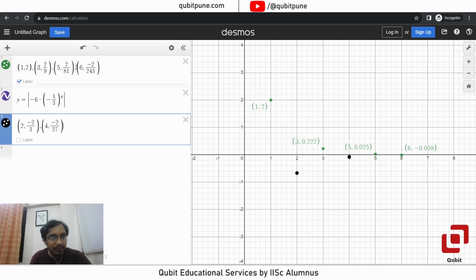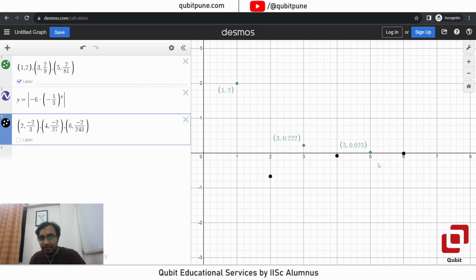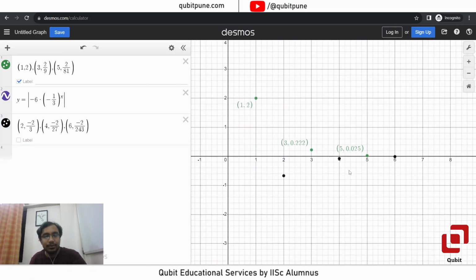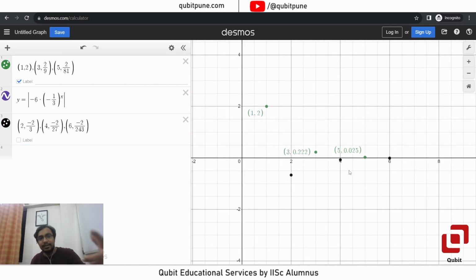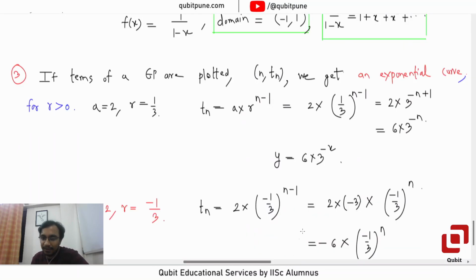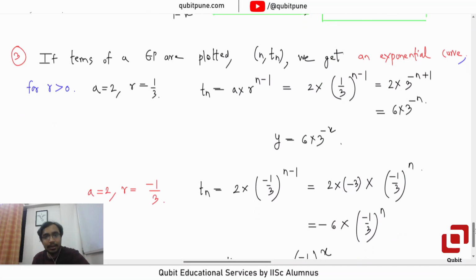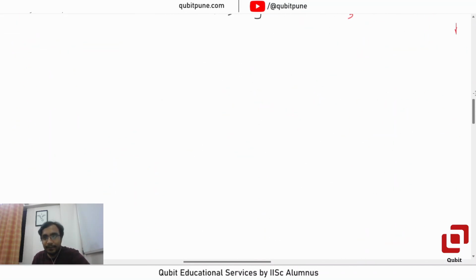Okay, you may pick the terms which are negative, and you may pick the terms which are positive, and they will independently lie on two different exponential curves. They will definitely lie on two different exponential curves, but we cannot have a curve passing through all of them expressed as an exponential function. Take it. Okay, fine. So that's it for GP.